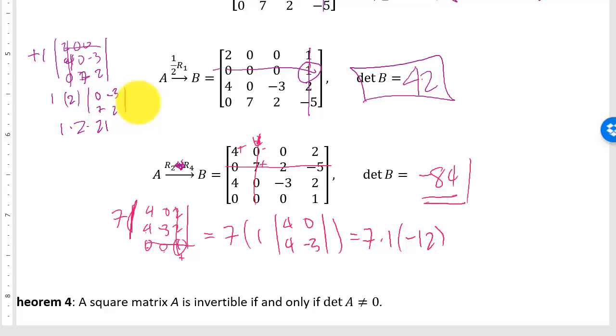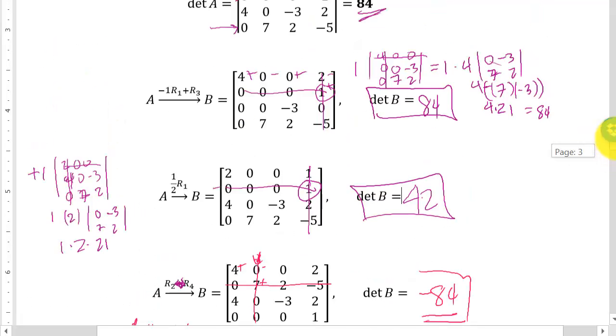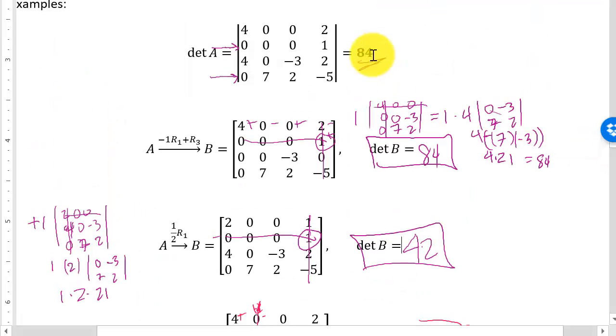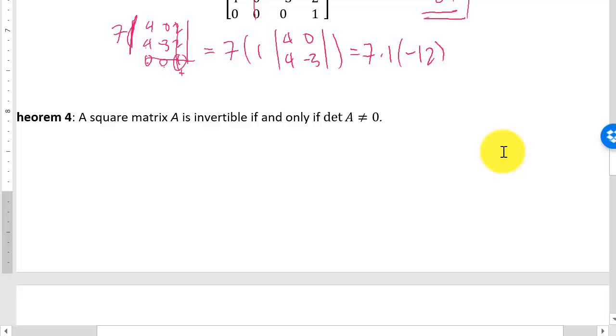So it's a negative of the determinant of our original matrix. So that shows us that if we know the determinant of a matrix and then we do row operations, then we can anticipate the determinant of the new matrix.